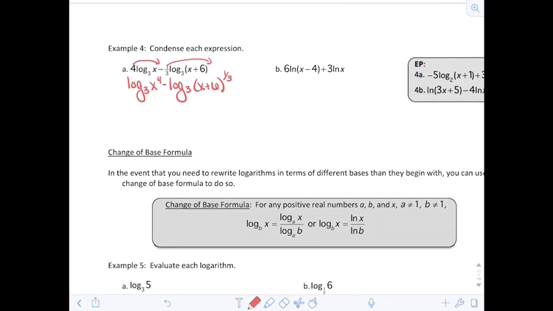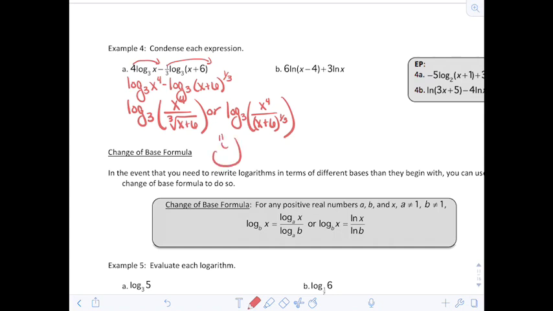So subtraction comes back together with division. So I have the log base 3 of x to the 4th divided by the cube root of x plus 6. And if you wrote it with a rational exponent, that's okay too. You could also have the log base 3 of x to the 4th over x plus 6 all to the 1/3 power in the denominator. That's fine as well. So, happy ending there. Either answer is correct.